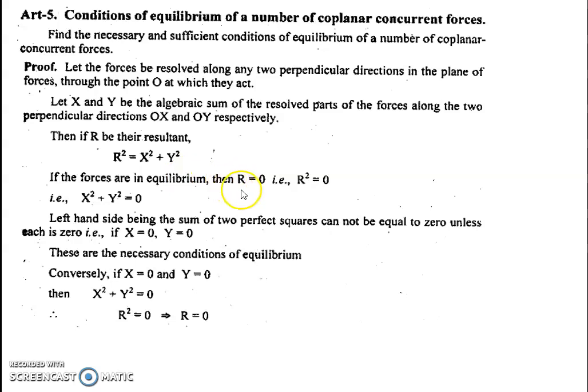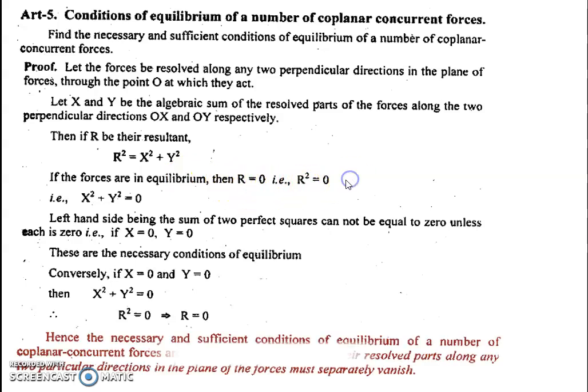If the forces are in equilibrium, then R is equal to 0, and R equal to 0 means R square is equal to 0. R square equal to 0 means X square plus Y square is equal to 0. And the left hand side, being the sum of two perfect squares, cannot be equal to 0 unless each is 0. So X is equal to 0 and Y is equal to 0. These are the necessary conditions of equilibrium: X is equal to 0 and Y is equal to 0.